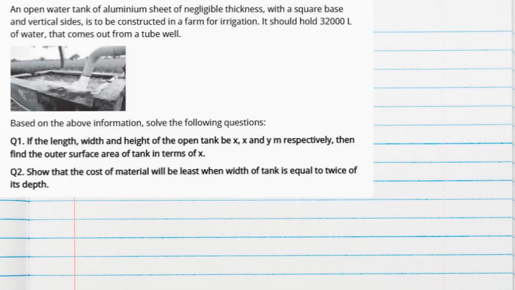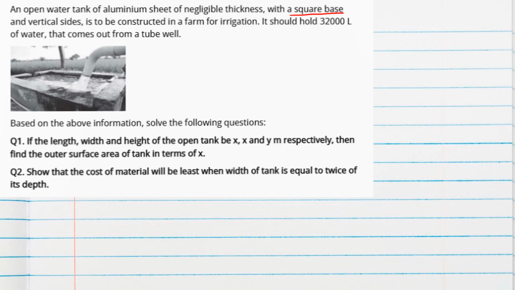Hello students, here is another exciting and interesting case study we can see here. The case study says: an open water tank of aluminium sheet of negligible thickness with a square base and vertical sides. So this is cuboidal in shape, but the thing is the base is square. Here it's clearly written the base is square.